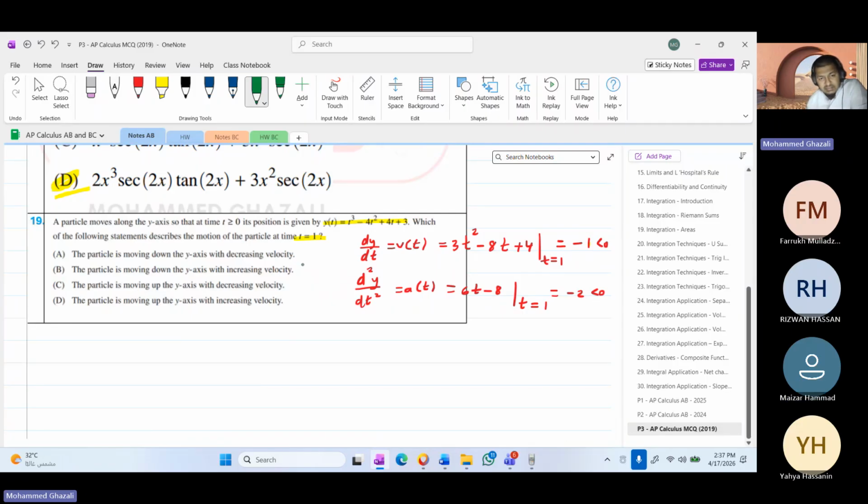I'm looking at it in terms of the wordings. I think it's B, because they would be speeding up in the downward direction. It's going in the opposite direction and it's speeding up, because the acceleration is negative and the velocity is negative, and it is decreasing.